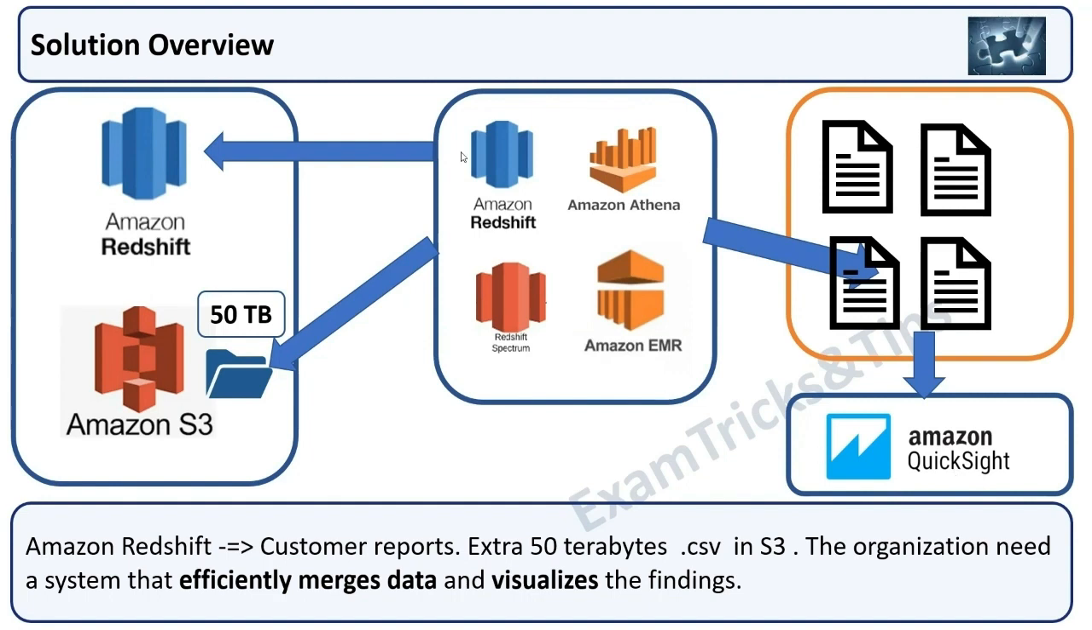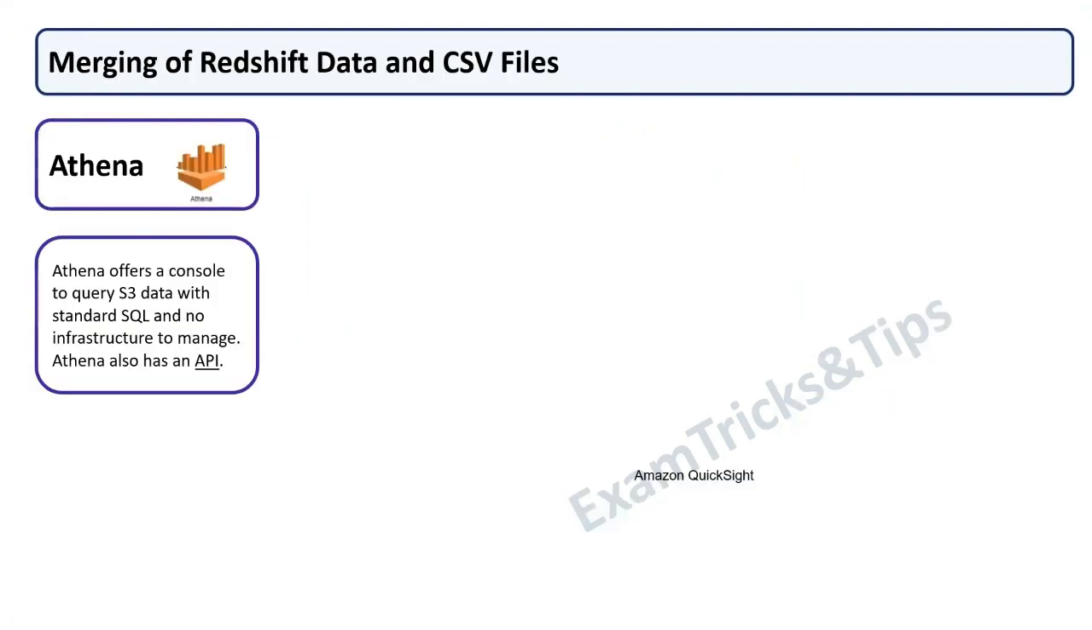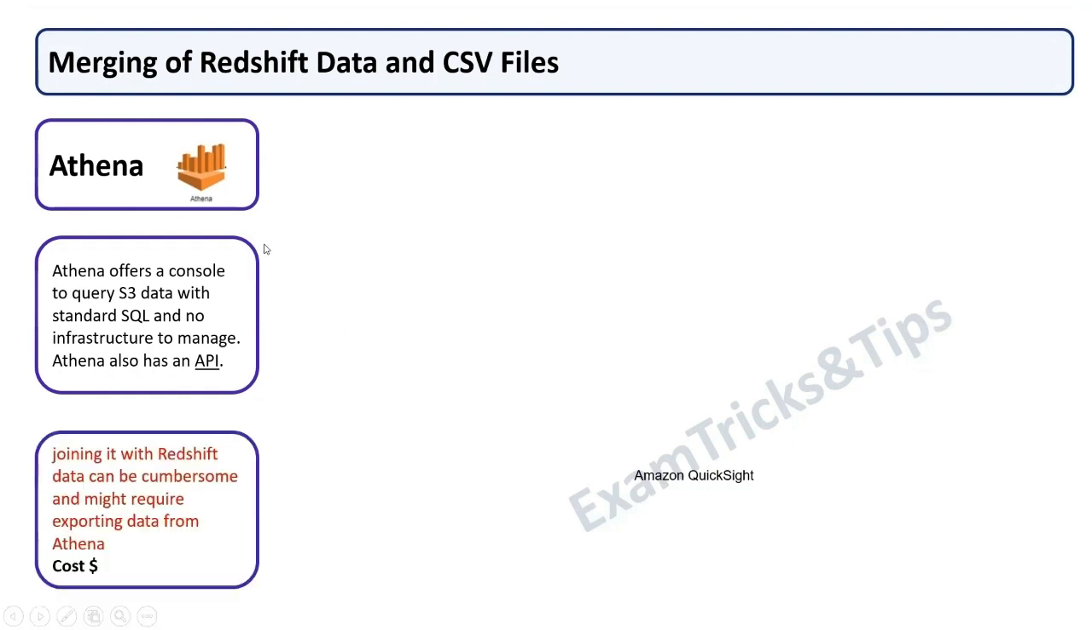Now let's look at all these 4 analytics options in detail. The first one, Athena. Athena is a very good solution. It offers a console where you can query S3 data with standard SQL and no infrastructure to manage. So this is ideally the best choice if you're just dealing with S3. However, the problem we have is we don't just have S3. We need to join the data with Redshift, and that could be cumbersome. If it was just S3 data, my preferred solution would have been to run the queries in Athena and do the visualization in QuickSight. We'll compare this option in much more detail later on as well. But Athena only charges per query time use, so it's a very economical solution from that perspective.